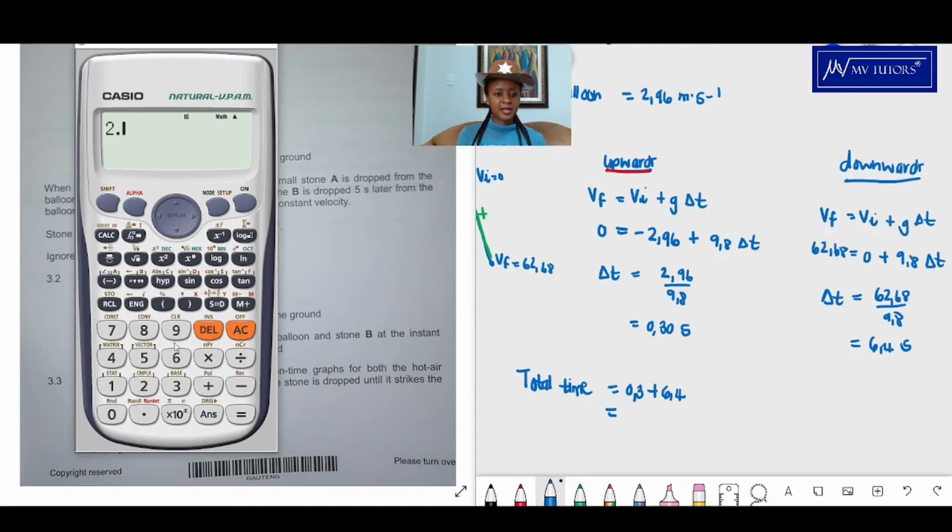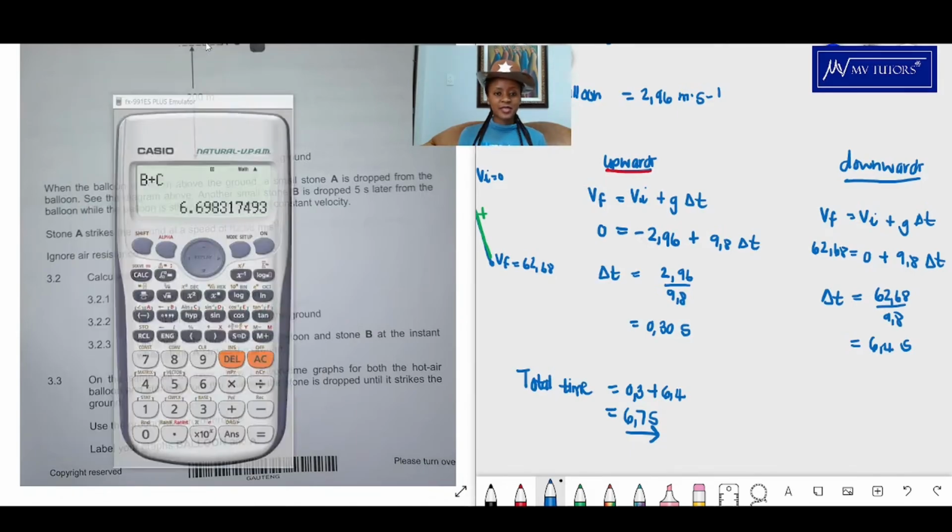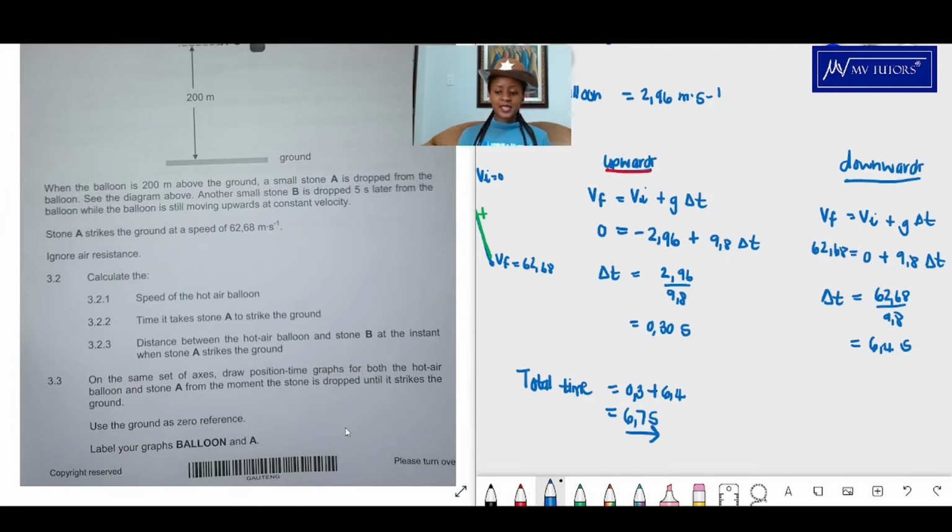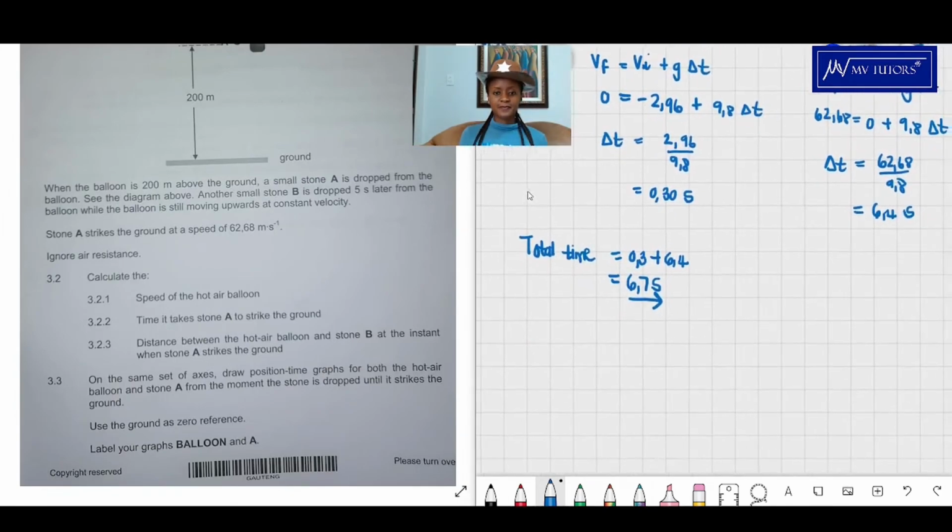Alrighty, sorry guys, I'm taking a while here. But yeah, I just want to make sure that I don't really use rounded off values. Okay, so I then have B plus C. Okay, then I have 6.698, blah blah blah. So it's simply 6.7. Okay, so that is the time it took for stone A to reach the ground, or to strike the ground.